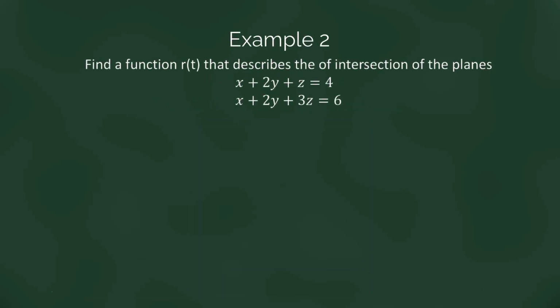Let's see if we can find a vector-valued linear function that describes the intersection of the two planes we see here, x plus 2y plus z equals 4, and x plus 2y plus 3z equals 6. So in order to do this, we know for a line, we need a point on that line, or the head of a vector. So we need some vector that indicates a point on our line. And then we also need a direction vector.